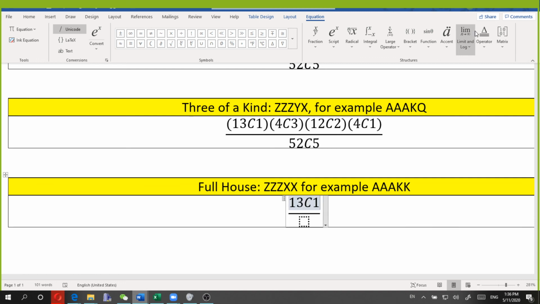13C1, 4C3, okay. Perfect. Over. Awesome.